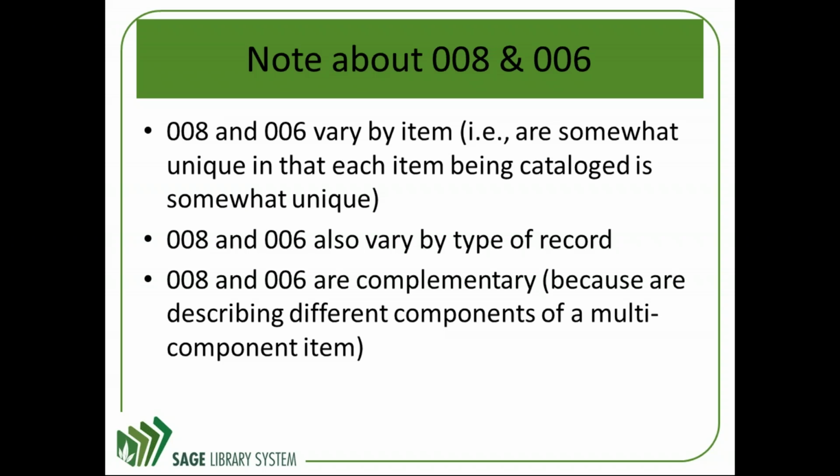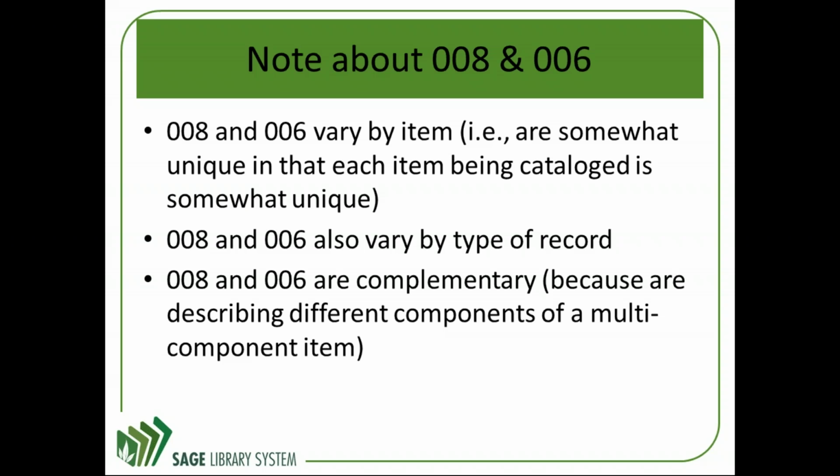So obviously the 008 and the 006 vary by the item, and so in some respects are unique to each item that we're actually cataloging, but they also vary by the type of record. And so that's something to note as well. They vary by the item and by the type of record. They're also complementary because they're actually describing different components of the read-along, which is a multi-component item. They're working in unison to describe the entire item.